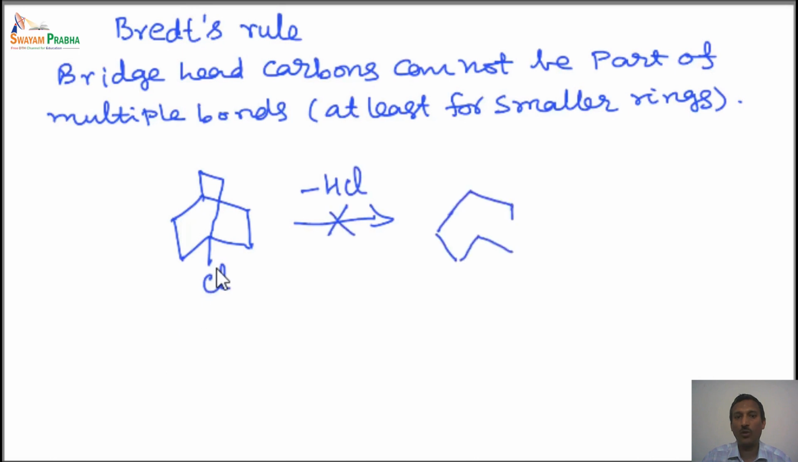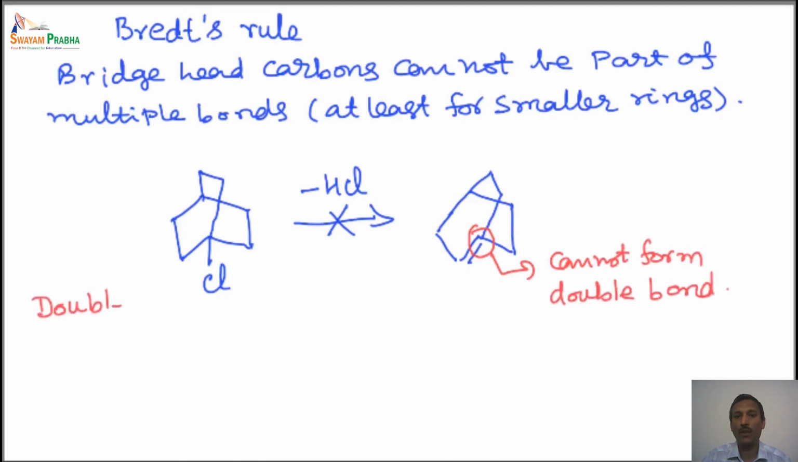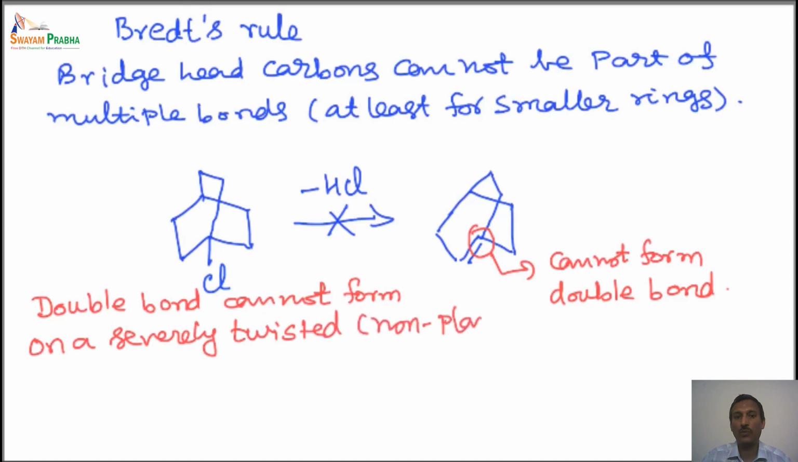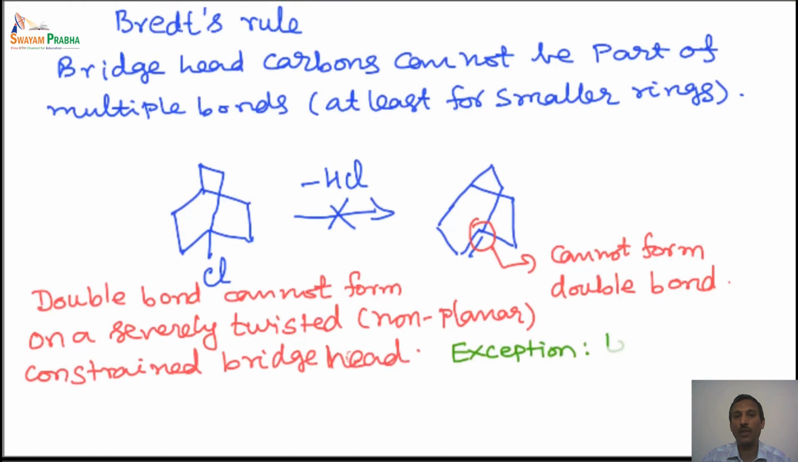In the corresponding chloro derivative as shown here, this loses HCl to give an alkene or olefin, but unfortunately this reaction does not proceed simply because the bridgehead cannot form the double bond. The reason is that it would be a highly twisted, non-planar, constrained arrangement at the bridgehead, so the double bond cannot form.